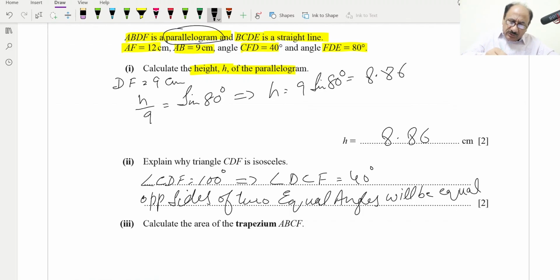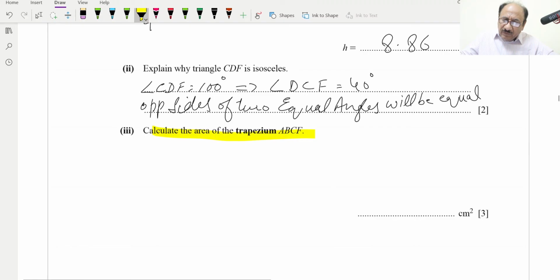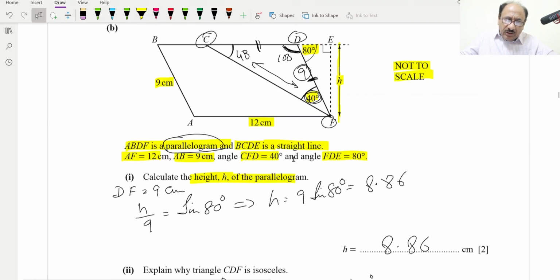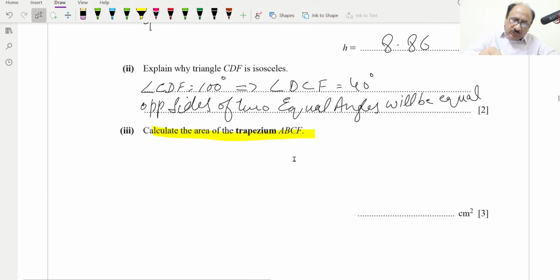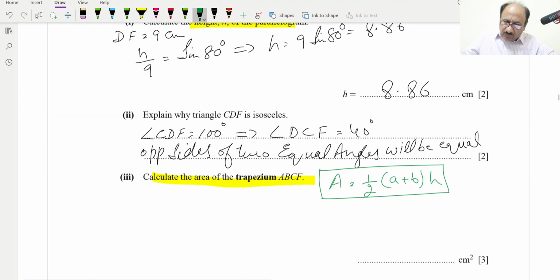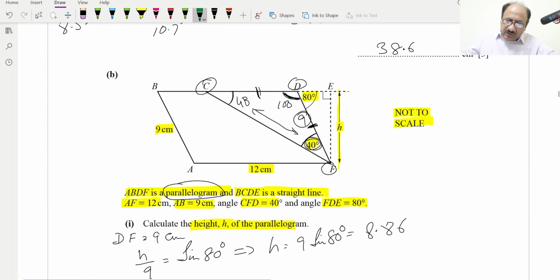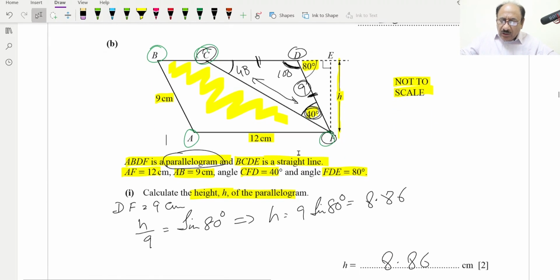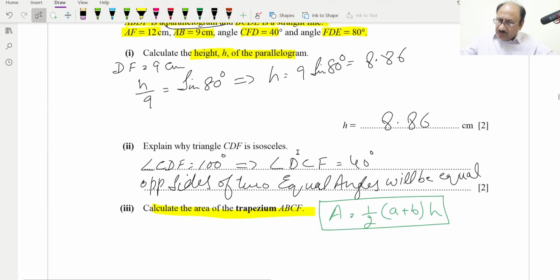Then they are saying calculate the area of the trapezium ABCF. So for area, we know the formula: 1 by 2 into A plus B into H. So we can write the area of a trapezium is equal to 1 by 2 into A plus B into H, and A plus B are the two parallel sides of the trapezium. So ABCF, A, B, and this is C, and this one F. So we require the area of this portion only, and this will be the perpendicular height. We have already calculated H.